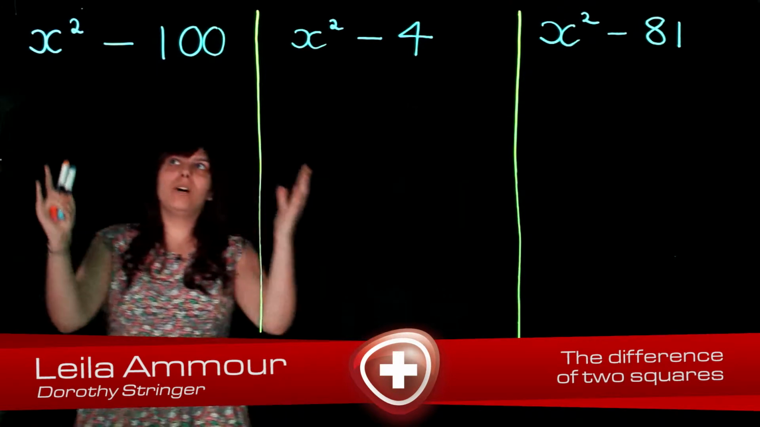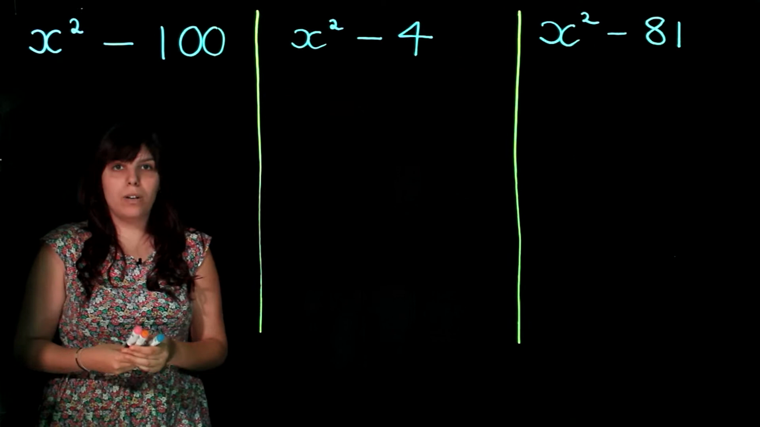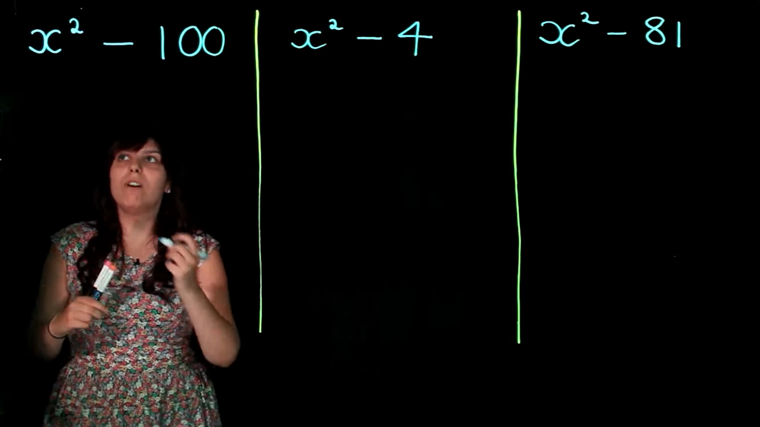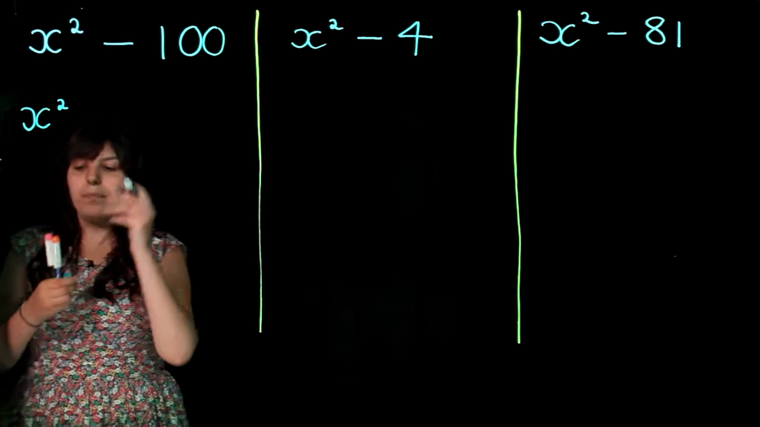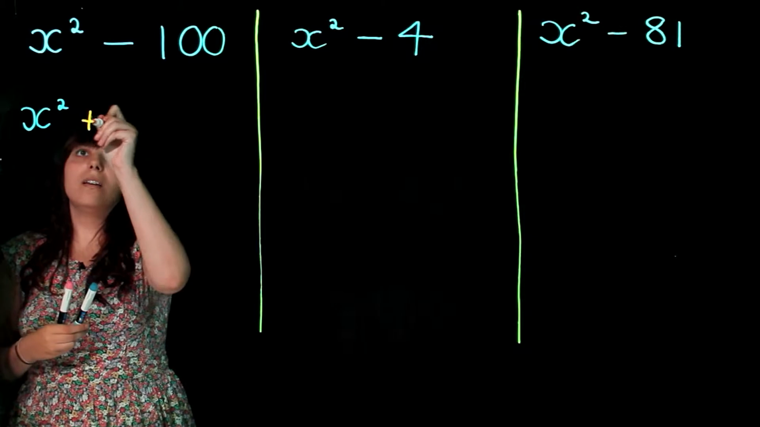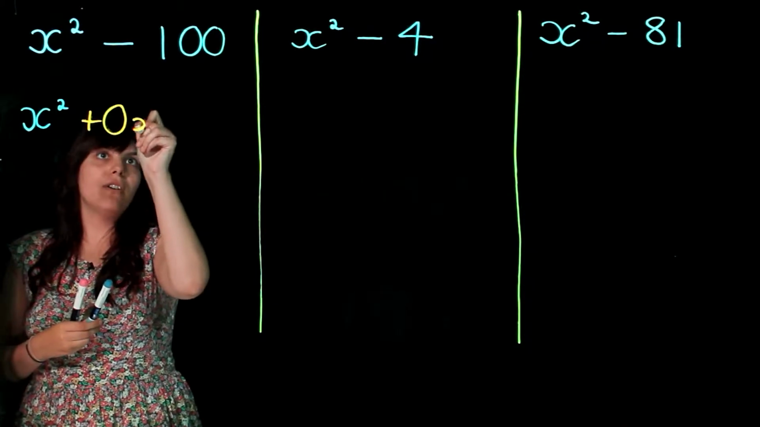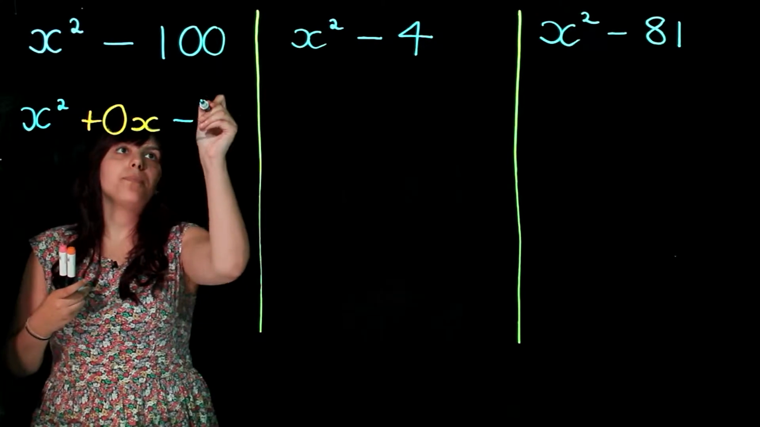Right, so at the moment I'm going to focus on how to factorise x squared minus 100. If I rewrite it, it could look like this: x squared, and then plus no x's, because I haven't got any there at all, and then minus 100.